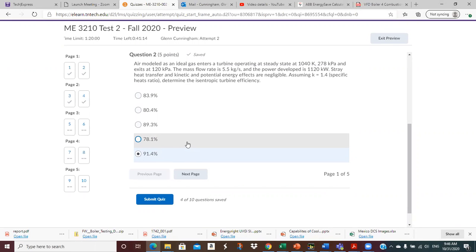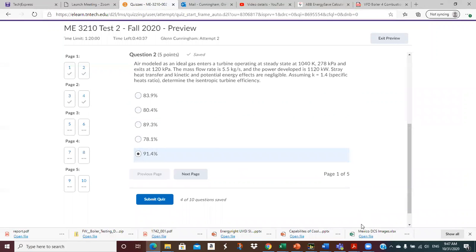Air modeled as an ideal gas enters a turbine operating at steady state at 1040 Kelvin and 278 kPa and exits at 120 kPa. Mass flow rate is 5.5 kilograms a second. Power developed is 1120 kW. Heat transfer, kinetic and potential energy effects are negligible, so we'll draw that away. Assuming K, the specific heat ratio, is 1.4, determine the isentropic turbine efficiency.